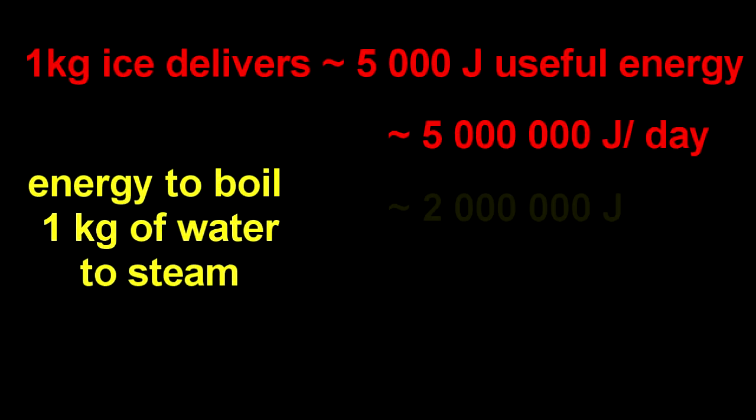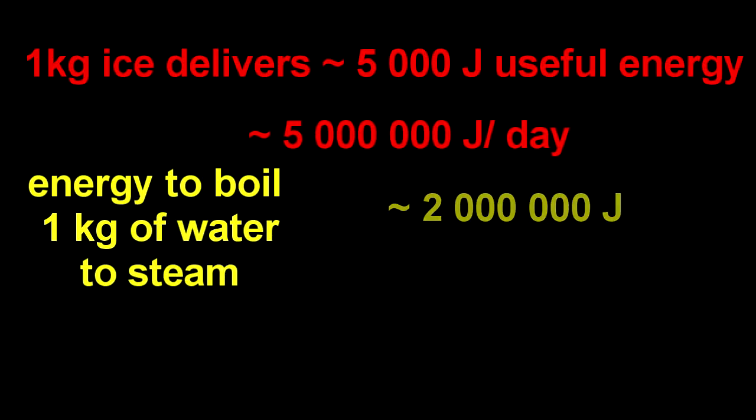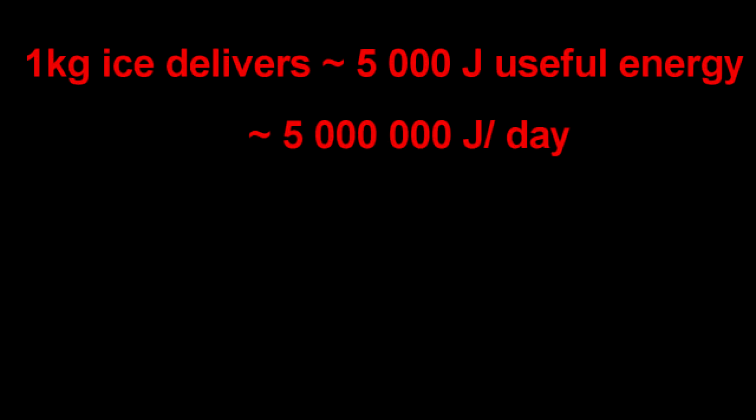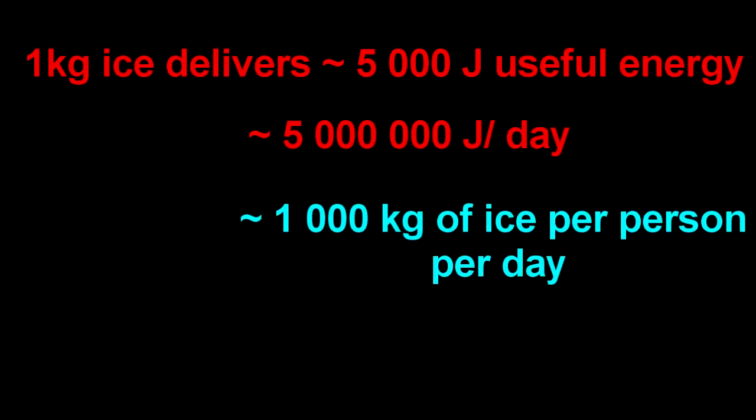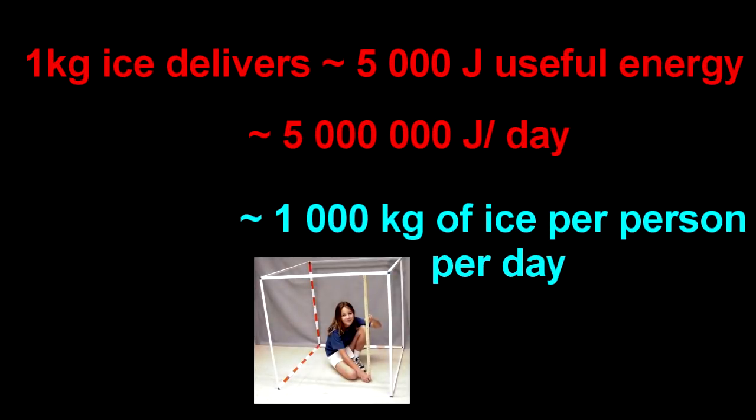That means that your typical Western person gets through enough energy to boil about 2.5 kilos of water per day. Well, you gotta bear in mind that there are 6 billion people on the planet. So how much ice would you have to condense to supply just one person with all of their energy needs? Well, 5 million joules per day at about 5,000 joules per kilo means you're going to have to condense about 1,000 kilograms of ice. 1 ton of ice per person per day.